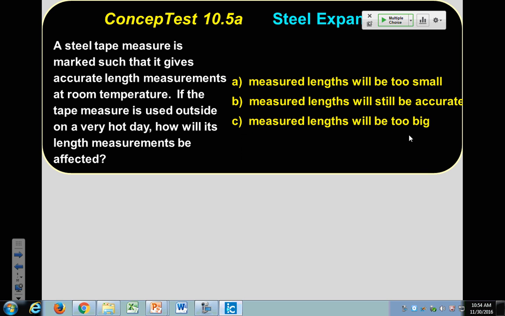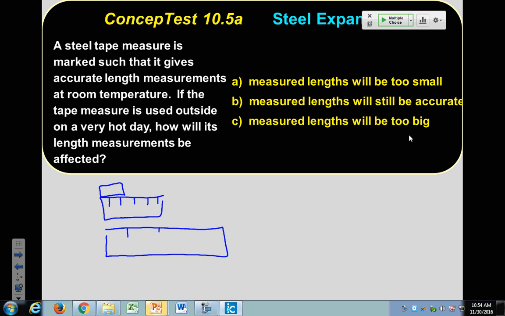Think about this ruler. Here it is at its regular measurements, and here's my object that I measured to be 2 units long. But if the ruler gets bigger, that means these increments are now farther apart. And now my object is here, and I just measure it to be less than 2 units long. So my measurements are too small because the ruler is now bigger than it was before.